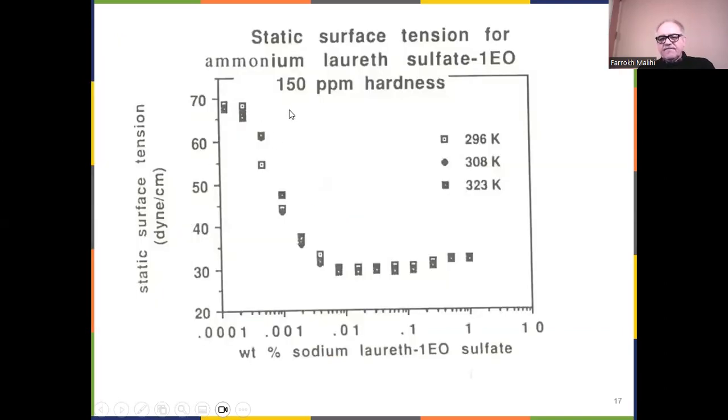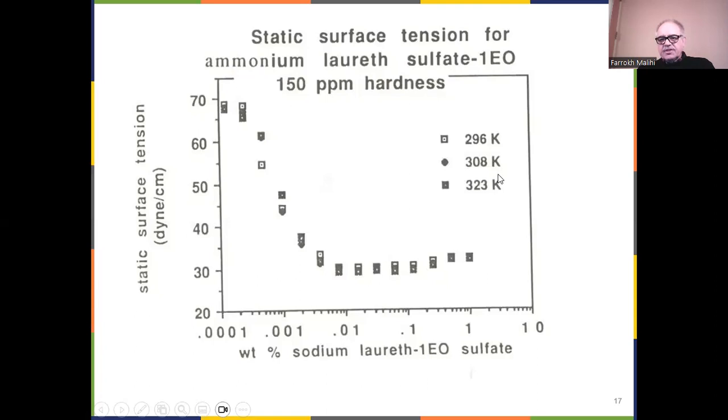We can look at the effect of concentration of surfactants as they reduce surface tension. Here is a schematic known as a tensiogram. As you see here, an anionic surfactant, sodium lauryl sulfate with 1 mole of ethylene oxide, is added. As the concentration of surfactant is increased, the surface tension of water drops from around 70 down to around 30 for this particular surfactant.